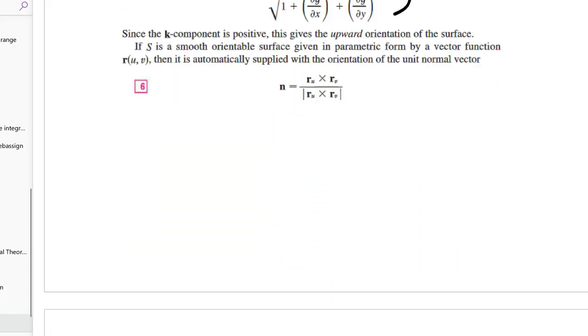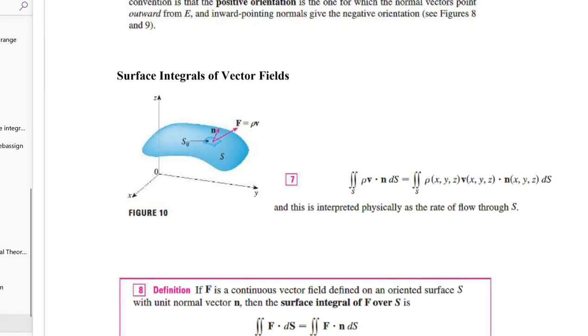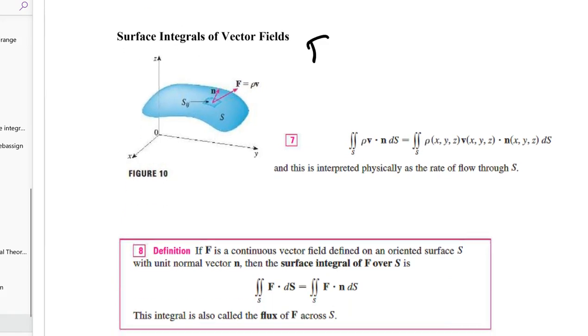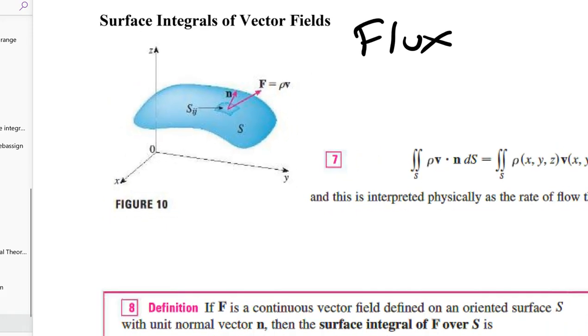All right. But what I really want to get to is surface integrals of vector fields. And this is where we get into what's called flux. If you have a surface and you want to find the flux, or the outward flow, the flow per unit area of a vector field through the surface, let me just draw it over here.